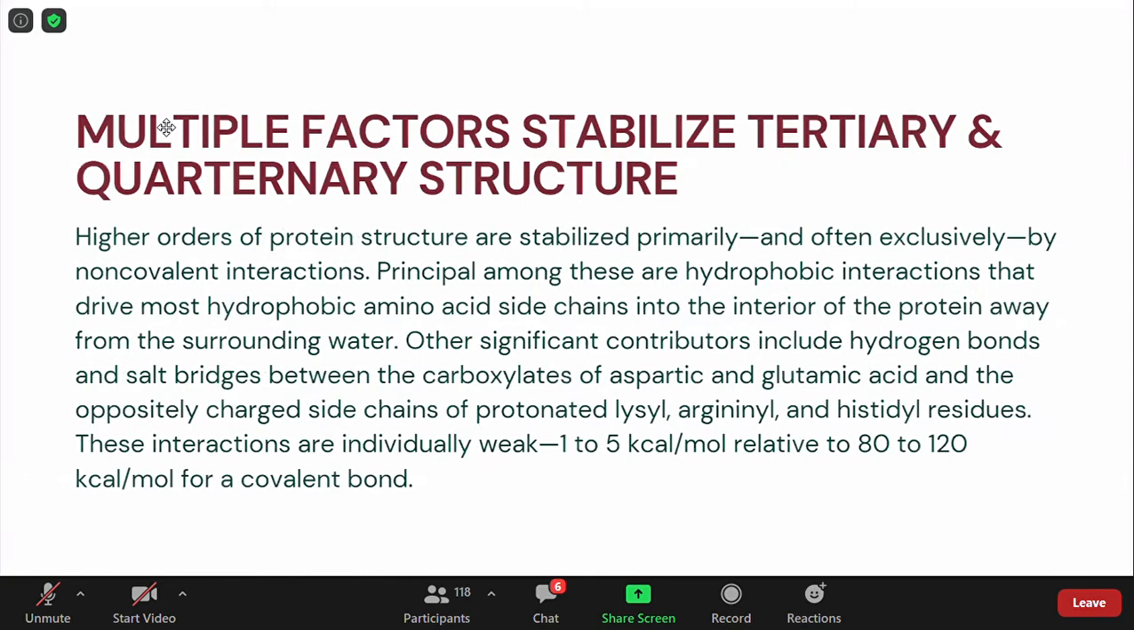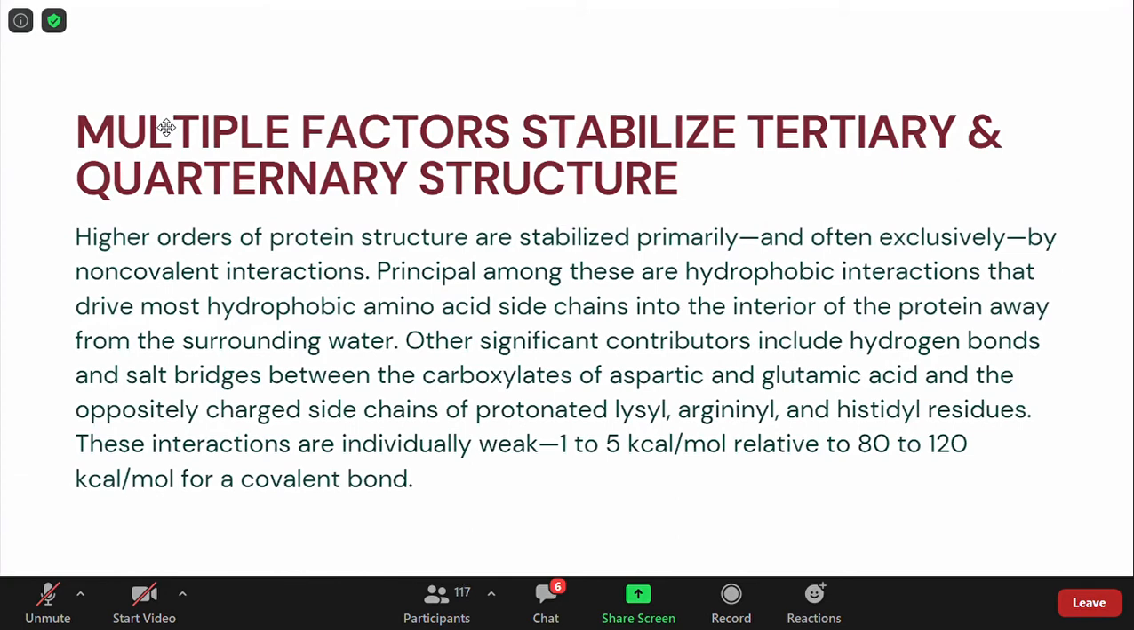Multiple structure stabilized tertiary and quaternary structure. Okay. Again, the bonds here, aside from the two covalent bonds, peptide bond and disulfide bond, the other bonds are non-covalent. You have hydrogen bonds, hydrophobic bonds, and salt bonds. And of course, you can include a very weak bond, van der Waals. Okay? So higher order of protein structure is stabilized, aside from the structure already formed by the peptide bond and the disulfide bond, which are covalent.